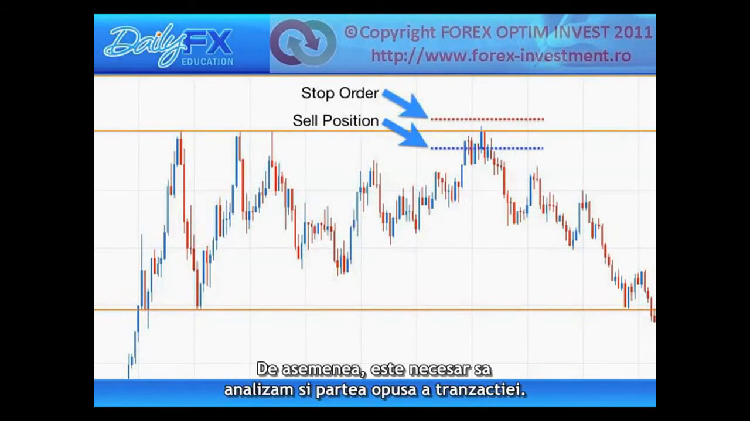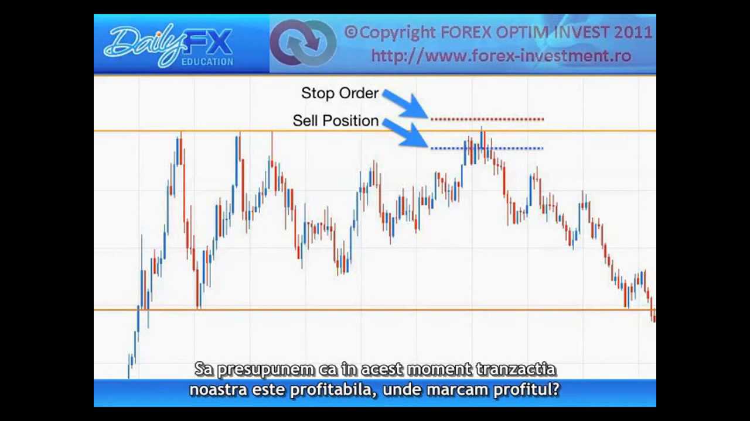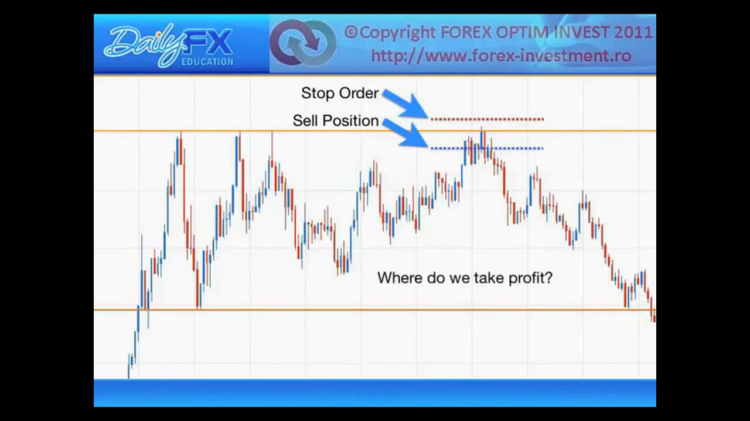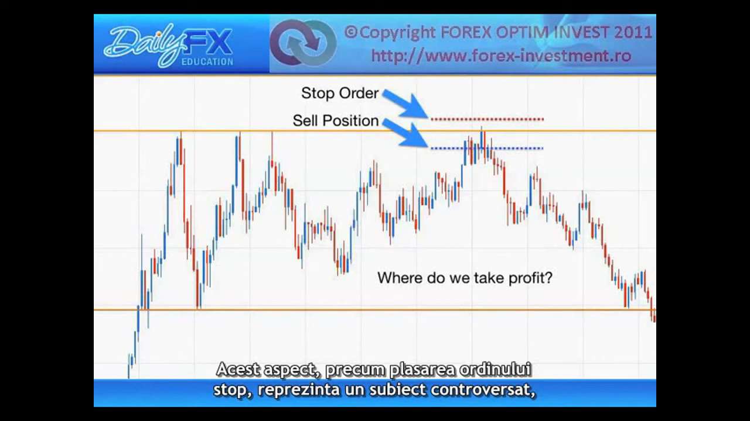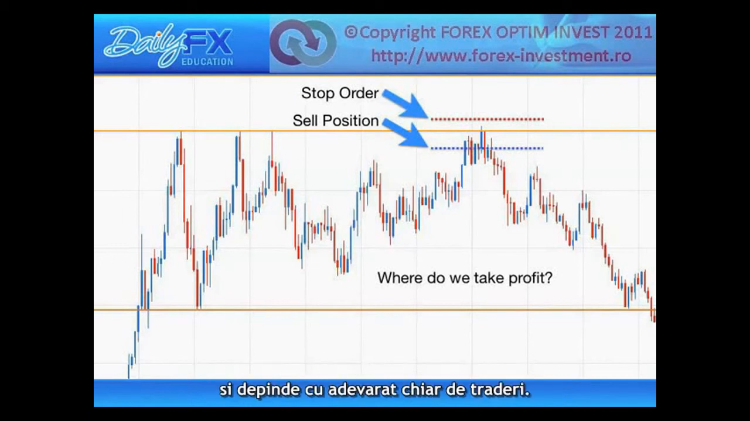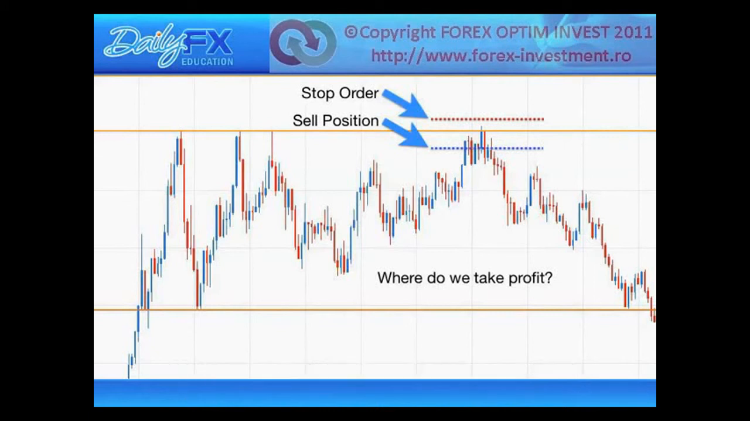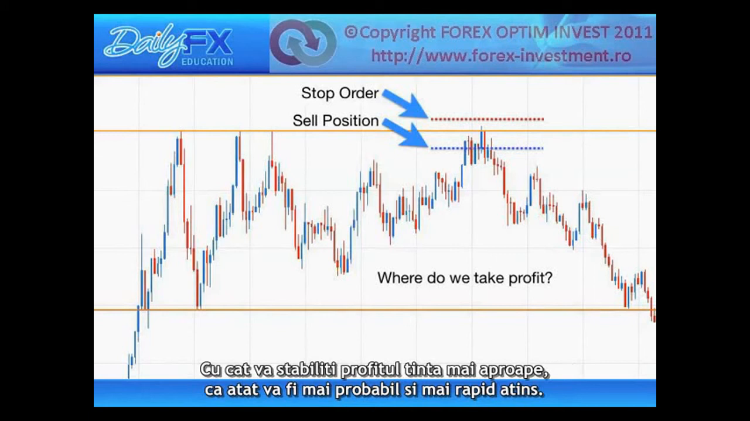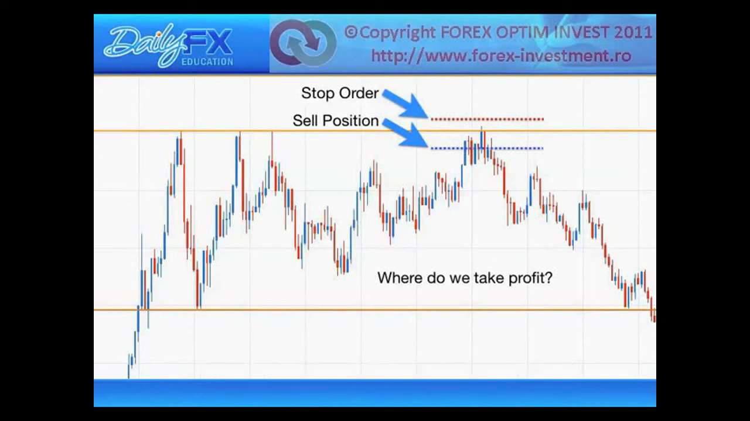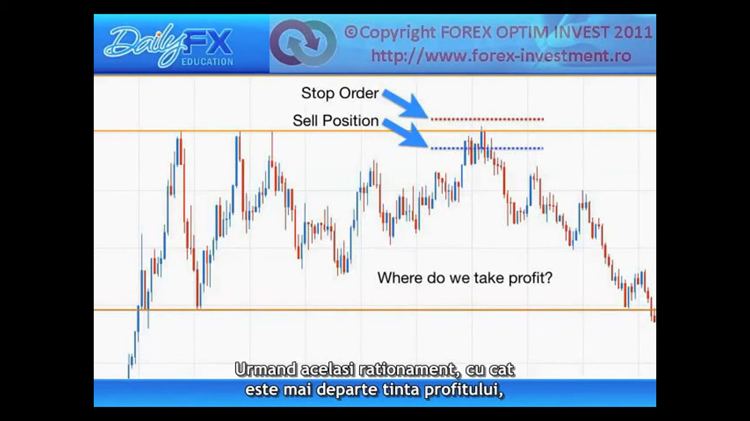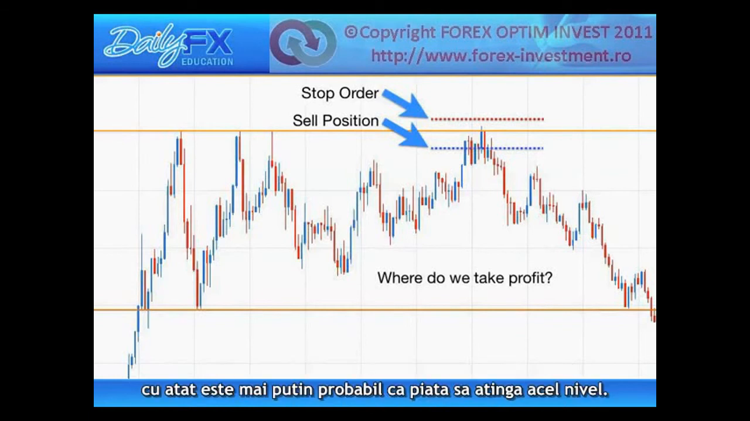Now we need to look at the opposite side of the trade as well. Let's assume our trade is currently in the money. Where do we take our profits? This, like placing a stop, is a point of debate, and it truly depends on the trader themselves. At the same time, there are important guidelines to follow regardless of your ultimate objective. The closer you set your target, the more likely and quickly it will be hit. Following the same line of reasoning, the further away the target is, the less likely it is that the market will meet that level.